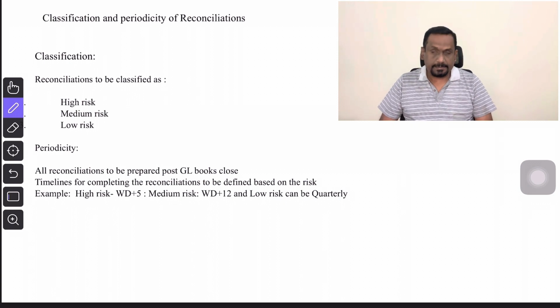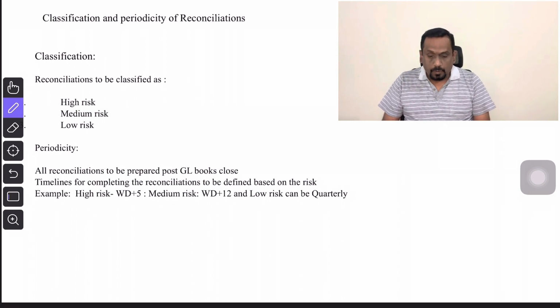Now let us move on to the topic: classification of reconciliations and periodicity of the reconciliations. What do you mean by classification? How can the classification be defined? Generally, these classifications are defined in two different ways.